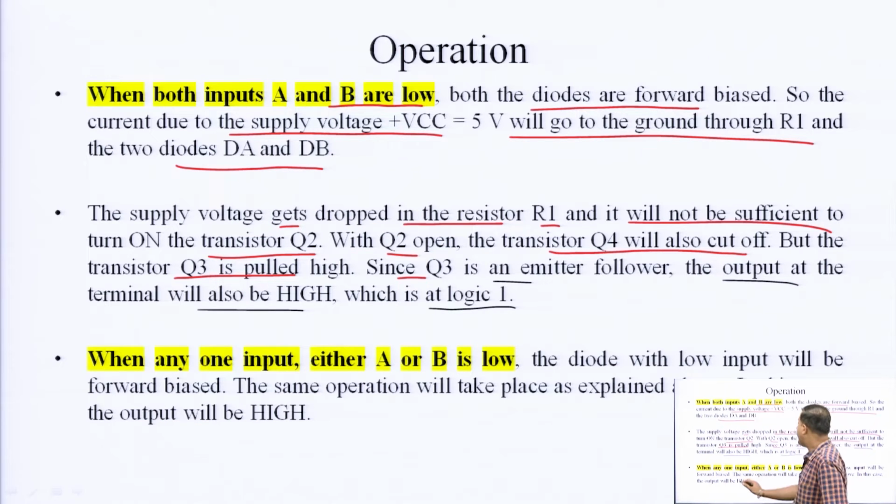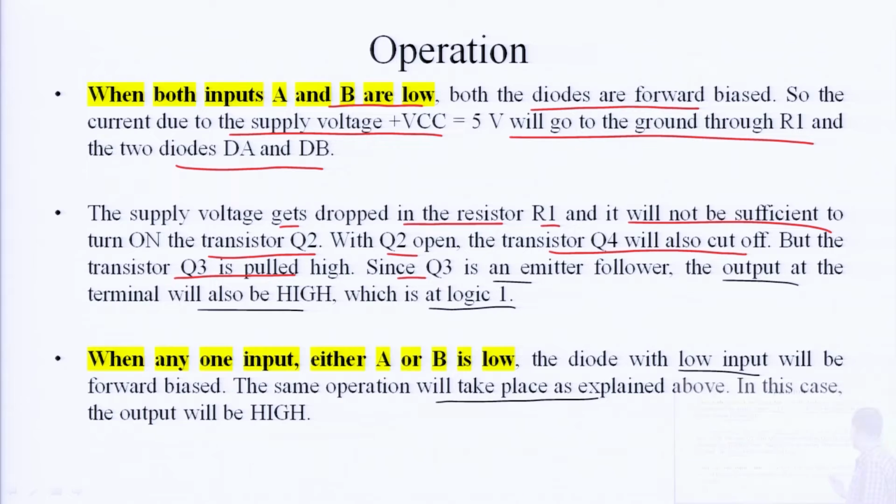When either input A or B is low, if any of the inputs is low, then that diode at the input will be forward biased and the same operation takes place as explained there. In this case, the output will be high. So, in all three cases, we know that for a NAND gate, if any of the inputs is low, then the output will be high.